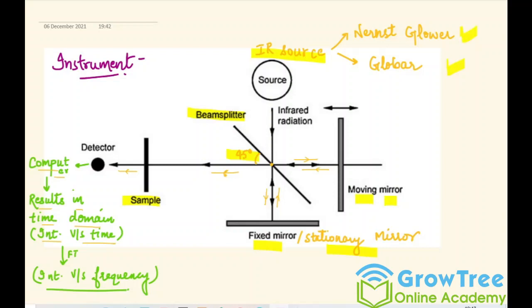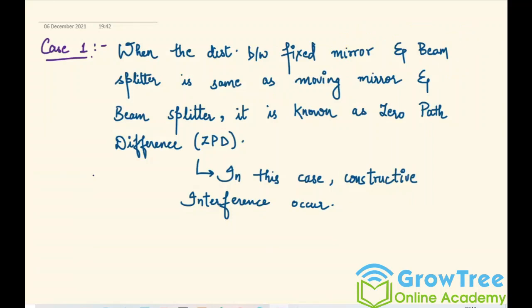This time domain spectra is not readable by humans, so a Fourier transform mathematical equation is applied, which converts the time domain spectra to the frequency domain spectra. That means the spectra will be between intensity versus frequency, and this spectra is easily readable by human beings. So Fourier transform is nothing but a mathematical equation which is used to convert time domain to frequency domain. In FTIR, we have two cases, and we are going to discuss them one by one.